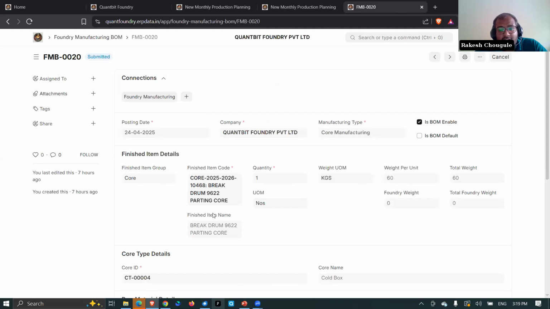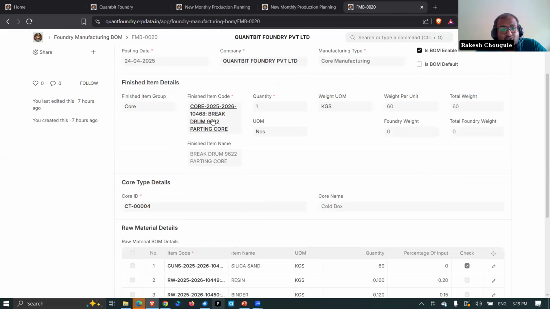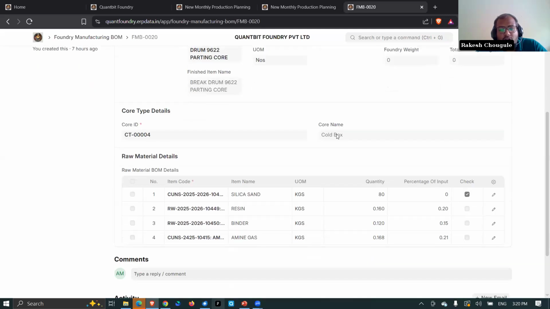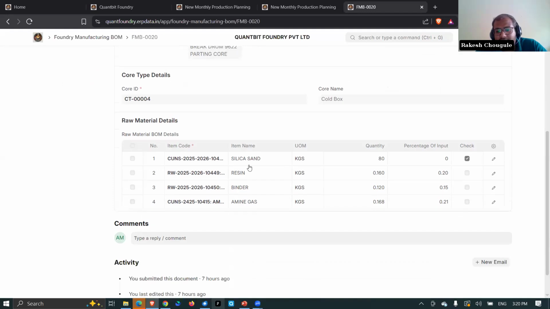Here you can see that this is the core manufacturing. The finished product is core brake drum 9622, which will be manufactured, with its standard core weight. Earlier we saw that 64 kg is my casting weight, and the core weight will be 60 kg. And what kind of core is this? This is a cold box core or shell core, whatever it may be. Then the raw materials it requires: there will be silica sand 80 kg, and a resin, binder, and amine gas.